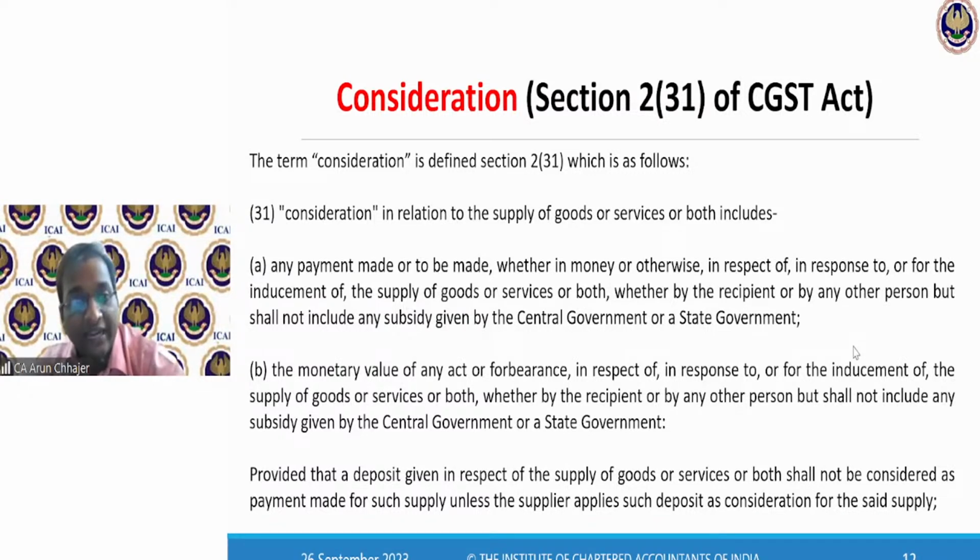The proviso says that the deposit given in respect of supply of the goods or services shall not be considered as payment made for such supply unless, what is unless? The supplier applies such deposit as consideration for the said supply. I hope it is clear.